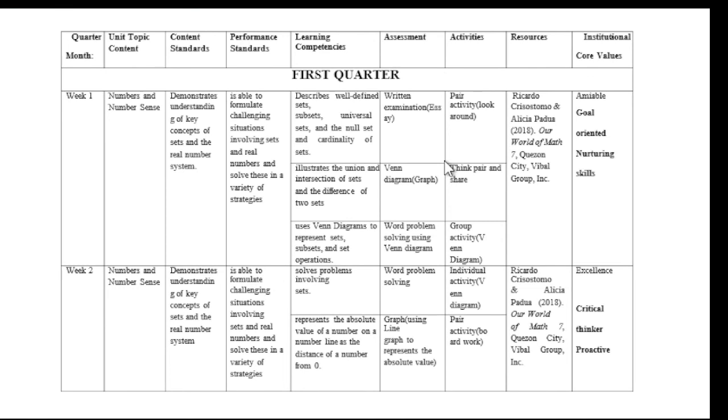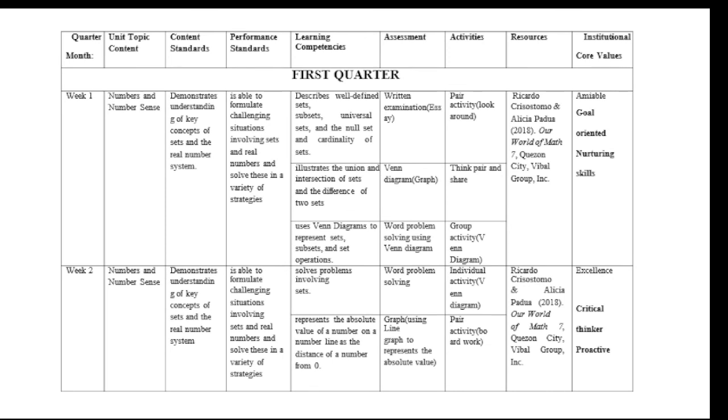And the activities involve group or pair work, think-pair-share, group activity, and it also stimulates their interaction with the other students. And the resources, of course, are from the curriculum guide, but you can also put your own resources there if you have any. And the last is the core values. The framework which I shared with you a while ago, you need to instill values in them. So again, the core values are amiable, goal oriented, nurturing, and so on.